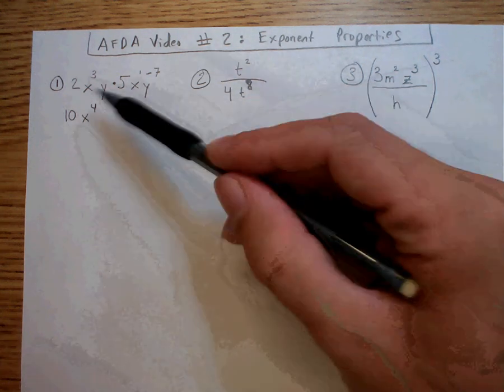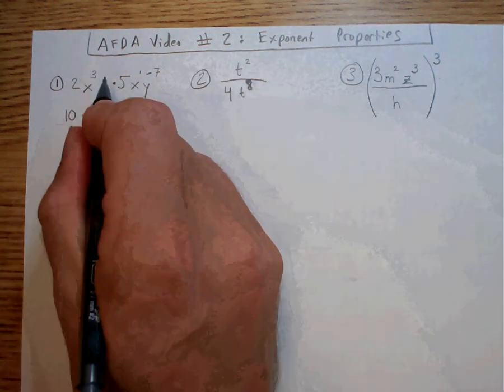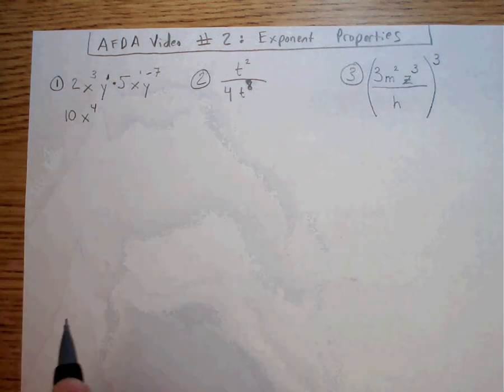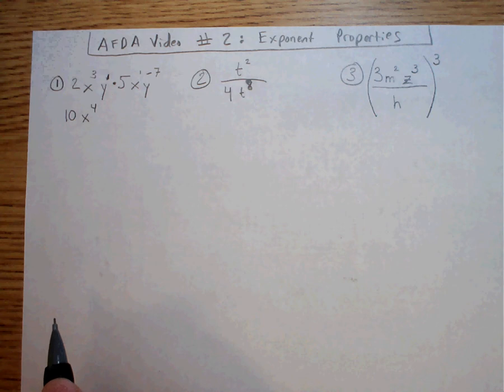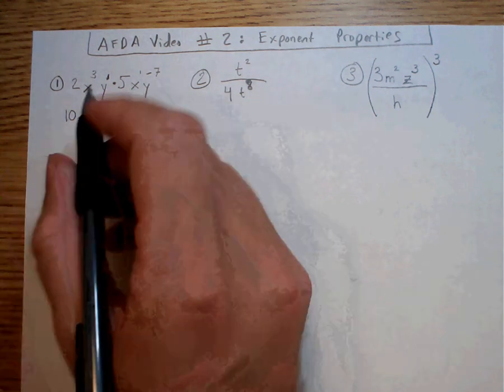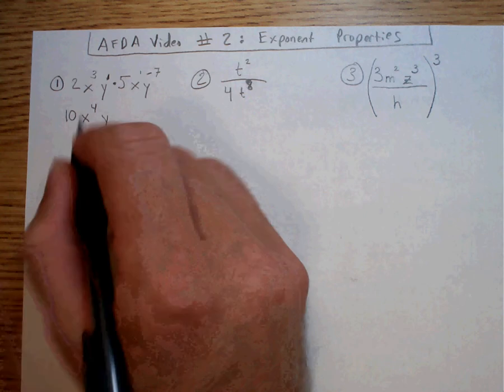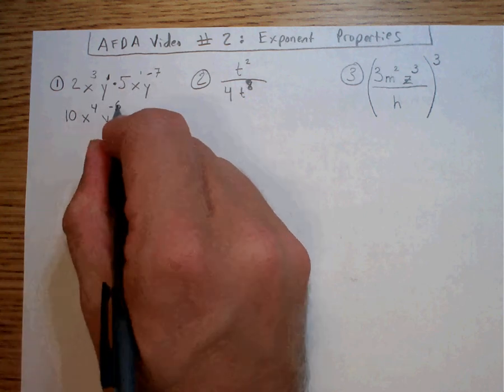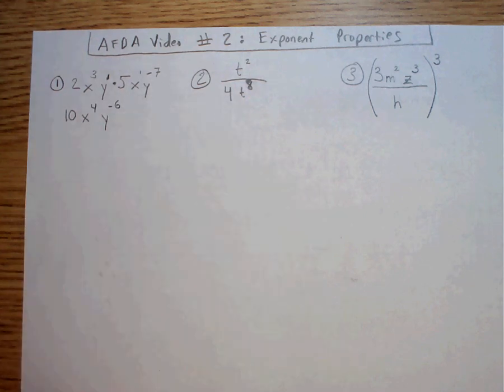For the y terms, similarly, y to the first power times y to the negative 7 power. Well, 1 plus negative 7 is negative 6. Great.